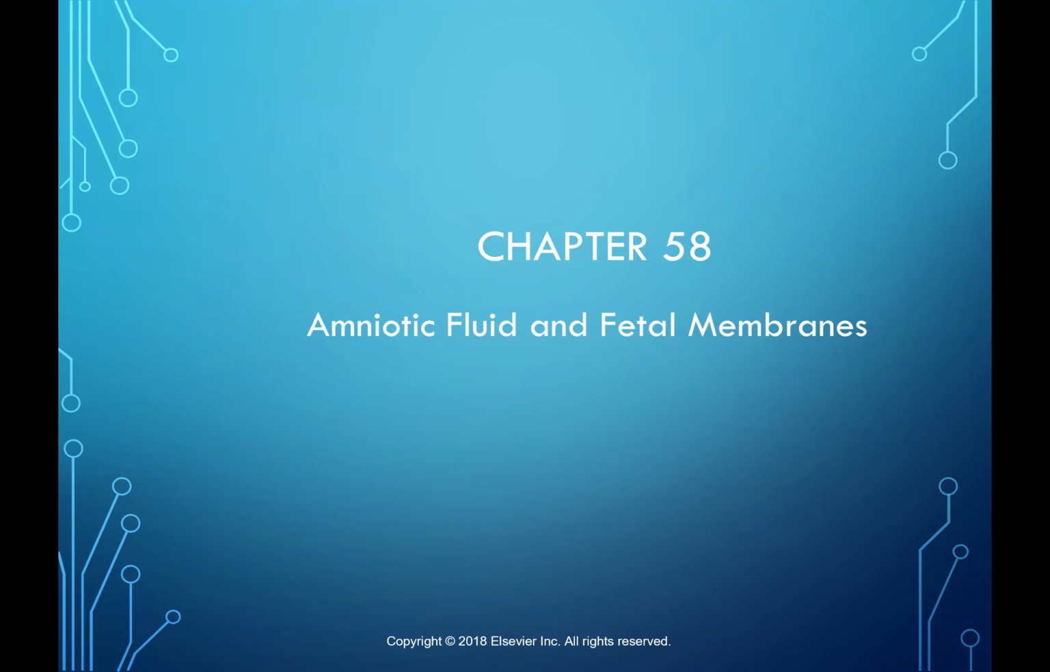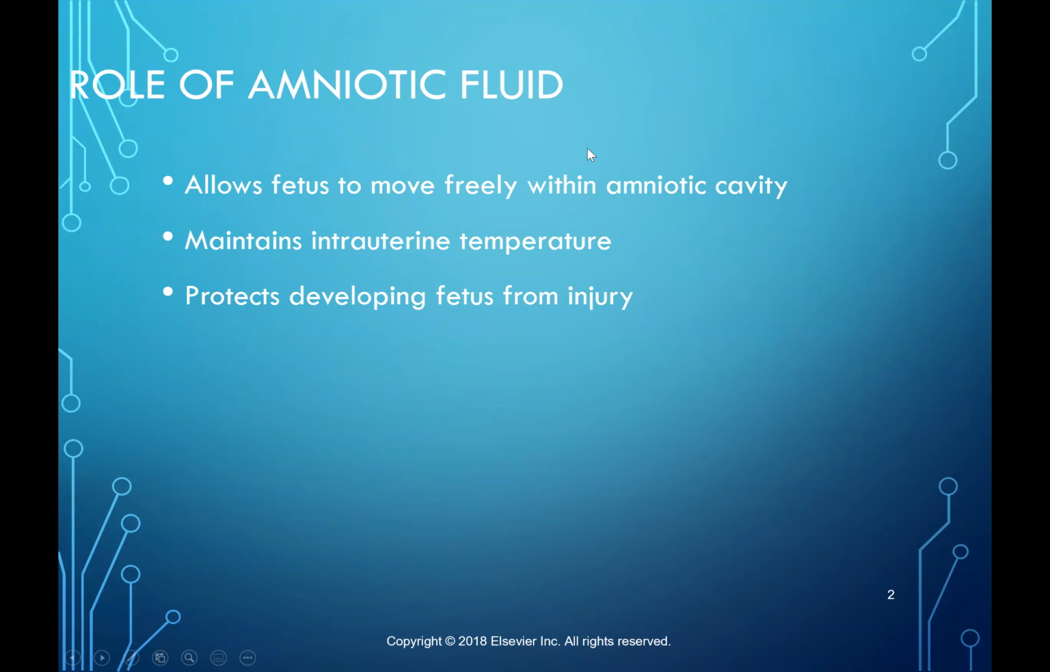We're going to talk about chapter 58, which is amniotic fluid and the fetal membranes. So let's do it. The role of the amniotic fluid, which is all the black that we see around the baby, allows the fetus to move freely within the amniotic cavity.